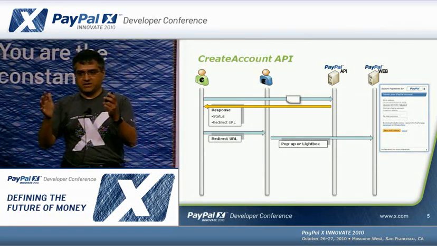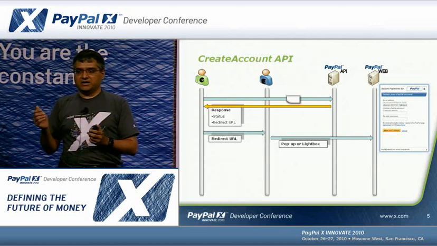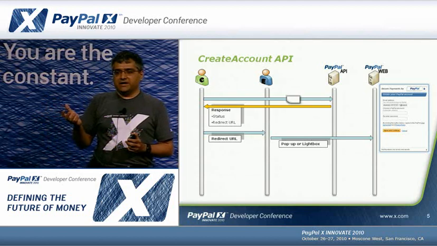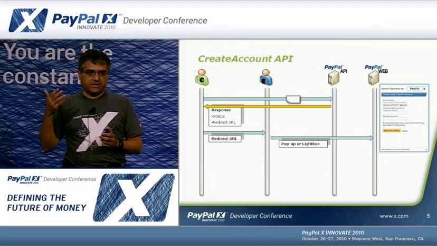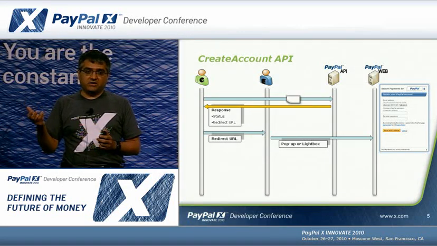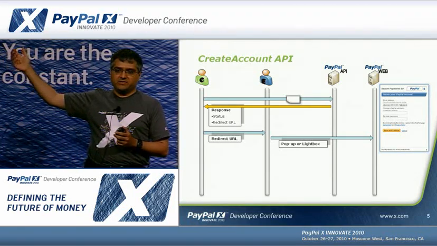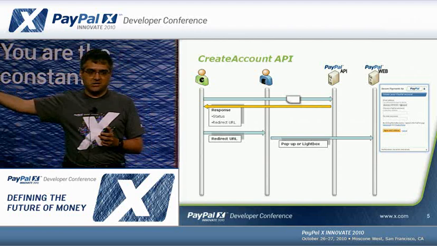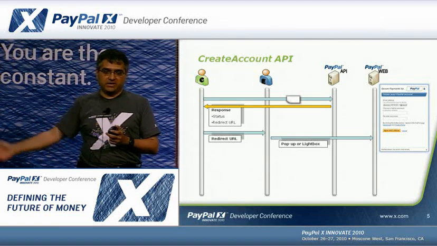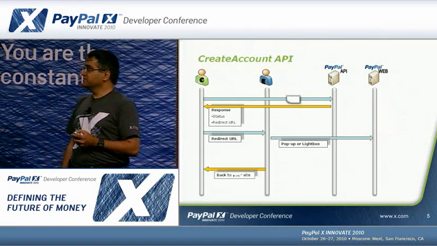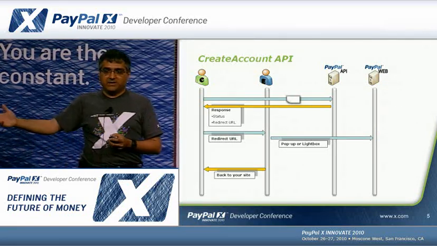So the expected use case is the end user is still on your site. You got a redirect URL back from the API call. And now you just use some JavaScript to either pop up a window or use a lightbox, and you pop up this little mini browser window. The end user enters their password in twice, clicks agree and continue, and at that point they have a working PayPal account. And then the window goes away, and they're back on your site.